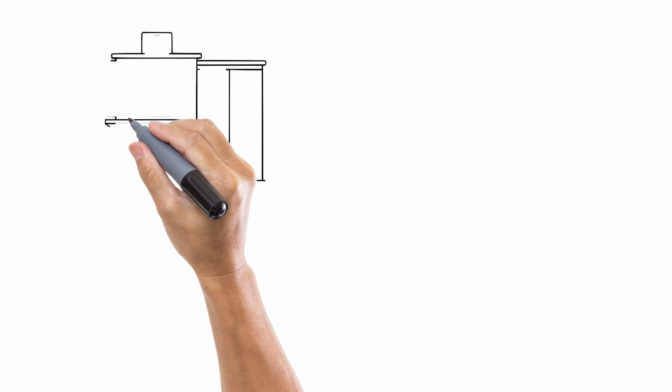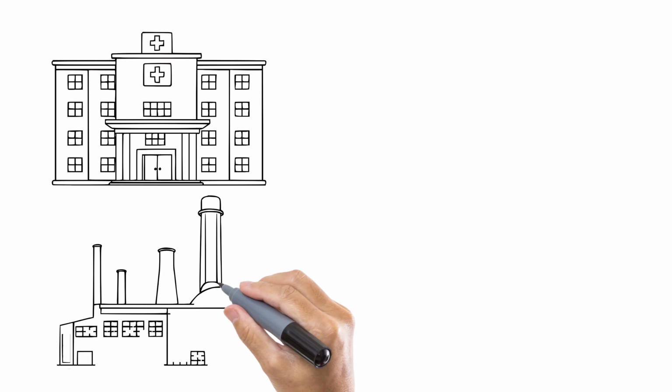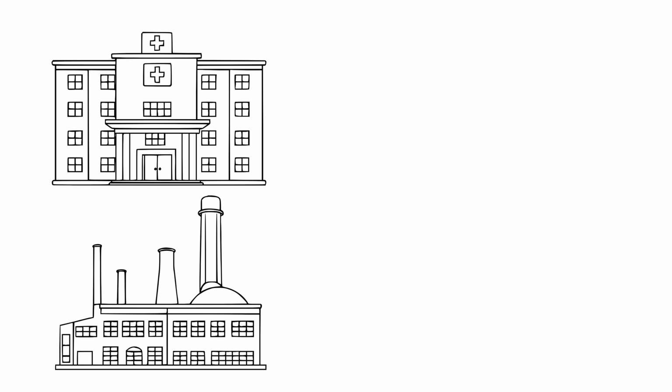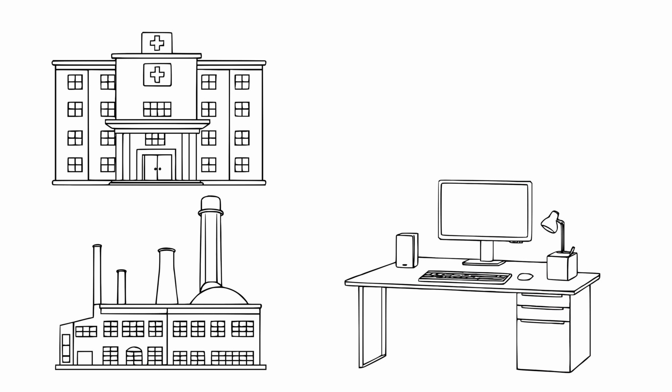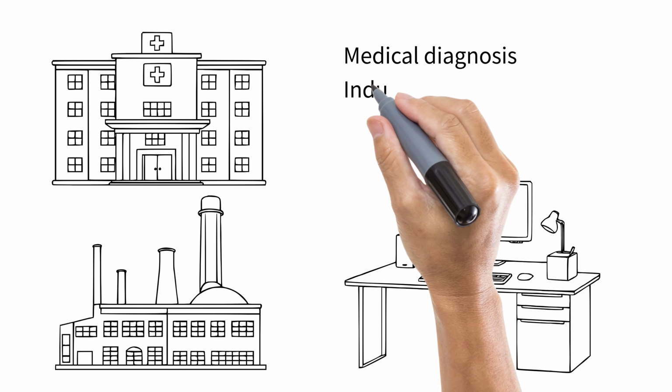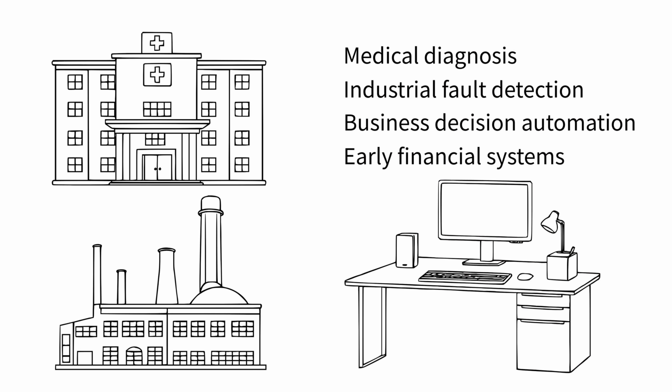Rule based expert systems were used in medical diagnosis, industrial fault detection, business decision automation, early financial systems. For the first time, computers acted like specialists. So, why don't we hear about them anymore?